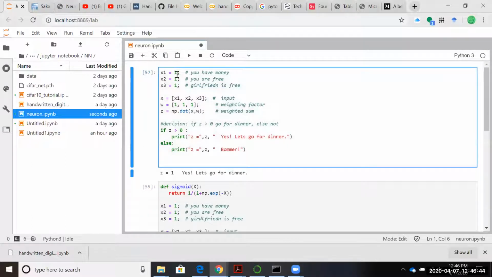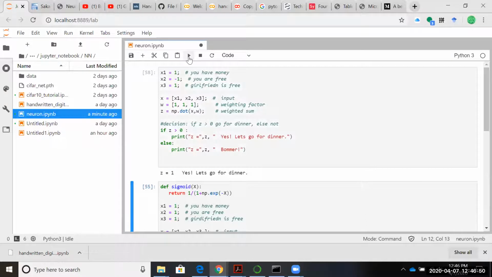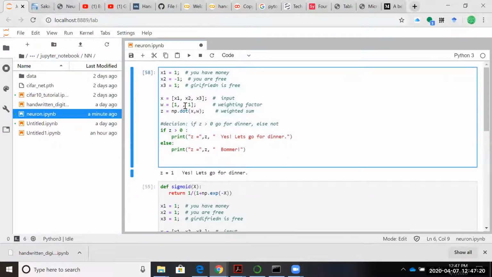Let's say you have money, but you are not free. Now it can still say yes, and that's clearly wrong. This means the weighting factors can't be right. I would like to increase the weighting for whether you are free or your girlfriend is free to something much bigger, because you two both need to be free. So I'm increasing the weighting factor for whether you're free or not.